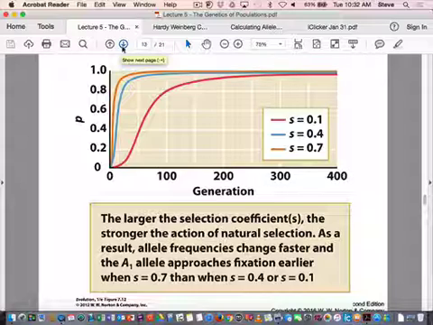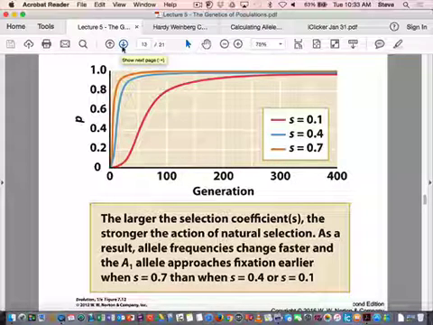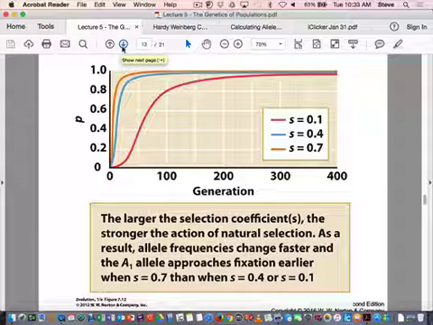It's eliminated. This one takes a lot longer because selection isn't as strong, favoring the A1 allele, or selection acting against the A2 allele. So it'll eventually get there, and it takes a while. What's the other thing you notice about these curves that all of these share in common? This one is slower, this one is the fastest, this is stronger selection, this is weaker selection. What do you also notice about those curves?